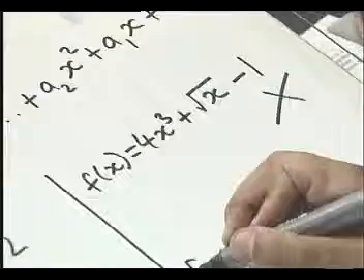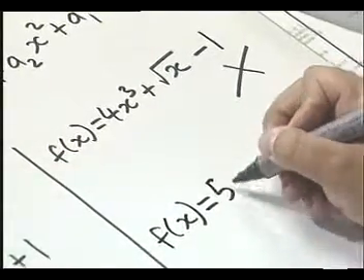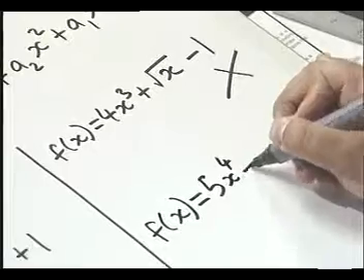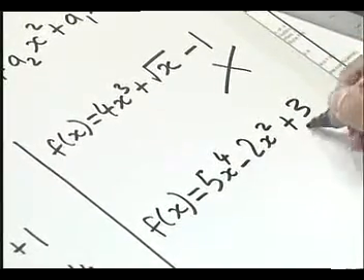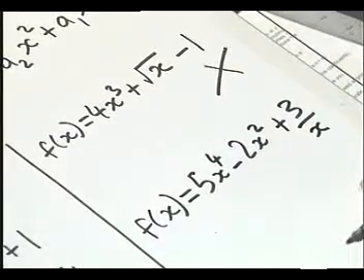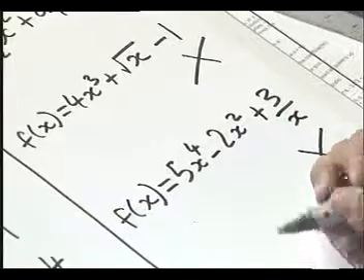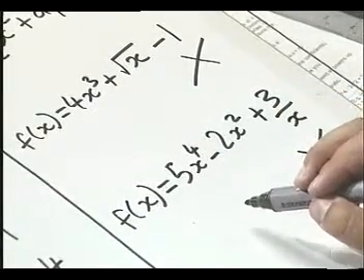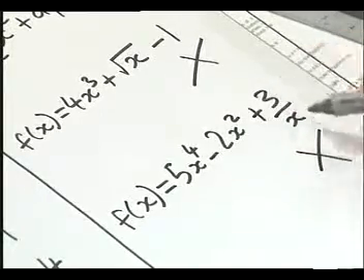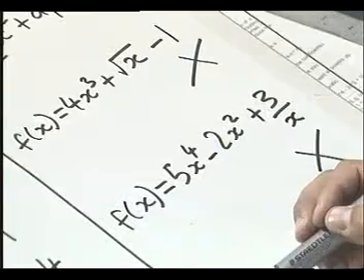Second example, if we had f(x) equals 5x to the power 4 minus 2x squared plus 3 divided by x, once again, this is not a polynomial. And this is because, as I said before, we need all the powers of x to be positive integers. And so this 3 divided by x does not fit in with that. So this is not a polynomial.